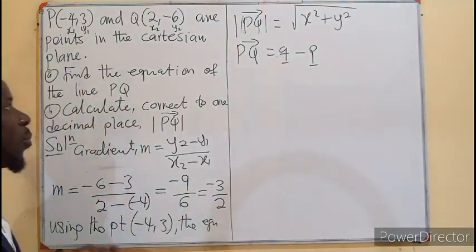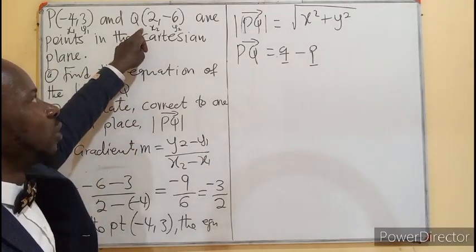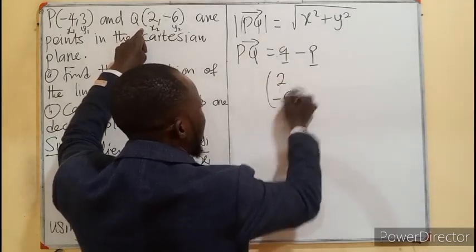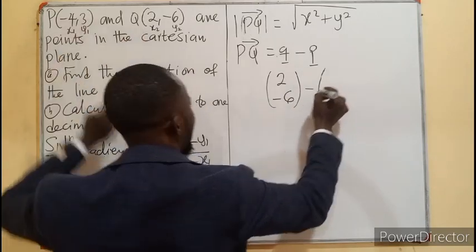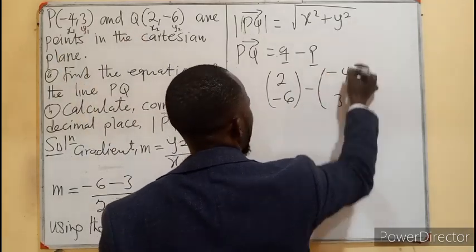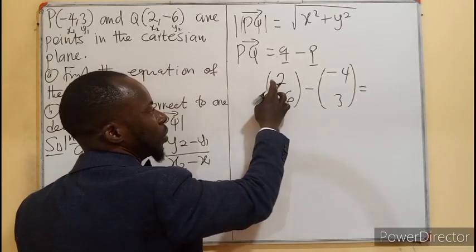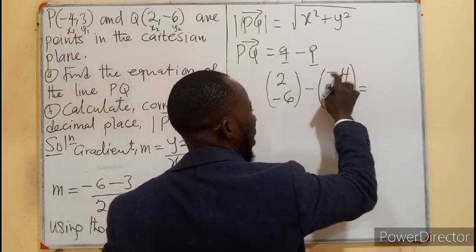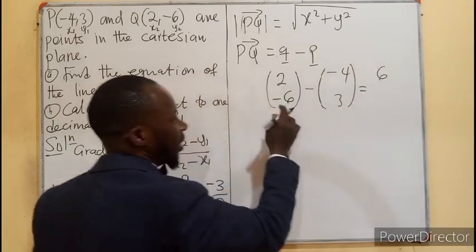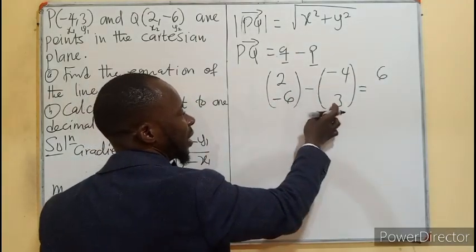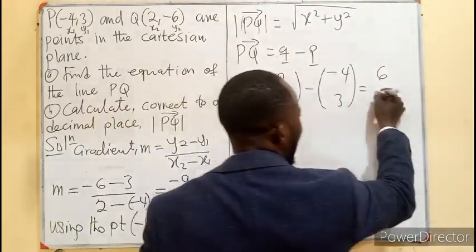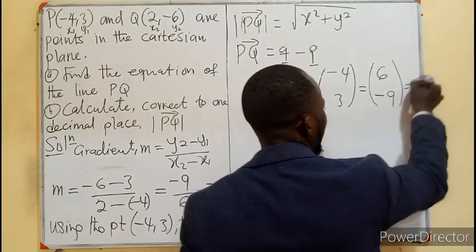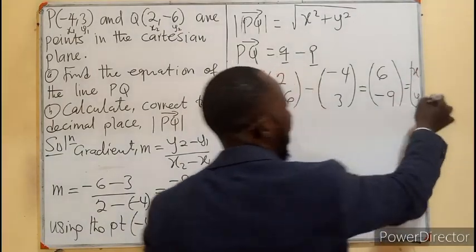So what is the position vector of Q? We are having it here. So that is going to mean (2, -6) is a vector. Okay? So minus P, which is (-4, 3), position vector. So this becomes 2 minus minus 4, that becomes 2 plus 4. That gives us 6. Then minus 6 minus 3, just like we did in the beginning, that will give us minus 9. So now this becomes the x value. And this becomes the y value.